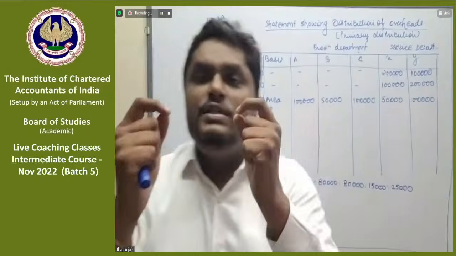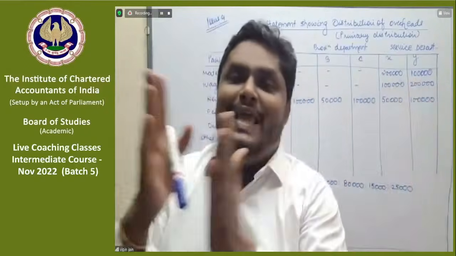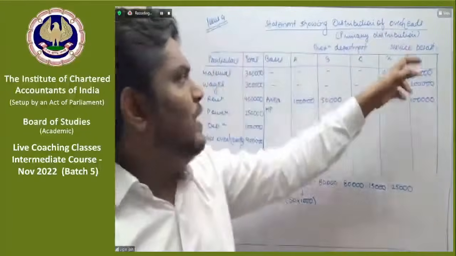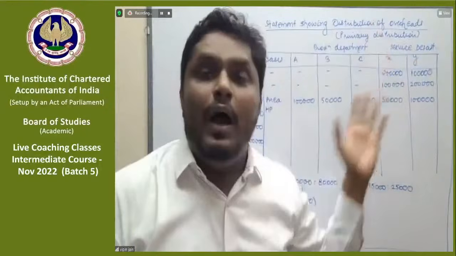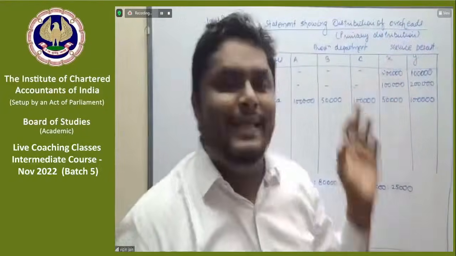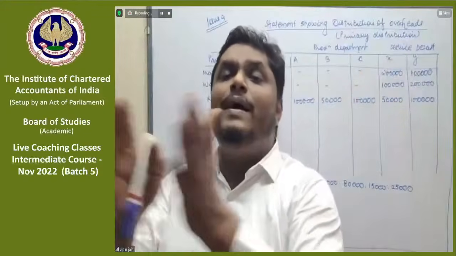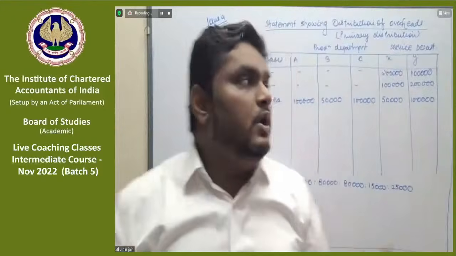See guys, since no units are manufactured in X and Y, this X and Y are here to assist only the production department. So that's why, one more point guys, if we do not take these two, that is material and labor of X and Y, then those overheads will not get absorbed anywhere. So that's what it is.